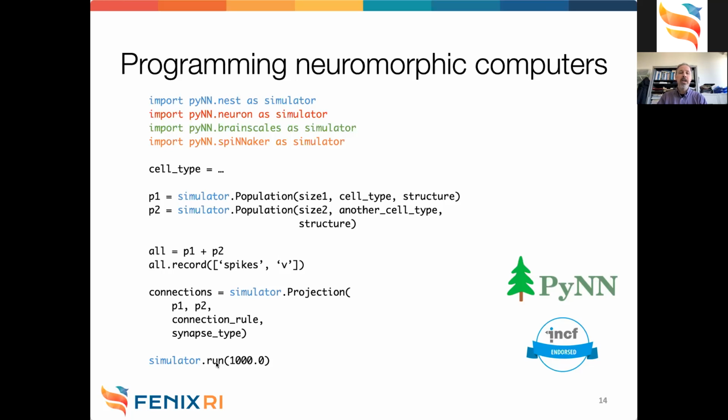And essentially the only change that's needed in principle to run this on different simulators or different neuromorphic hardware systems is to change the first line. So either you import pyNN.nest or you import pyNN.spiNNaker or whichever other backend you want to run it on. And then the same code works on these different platforms in, you hope, the same way.